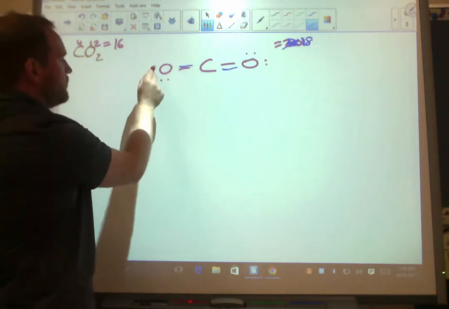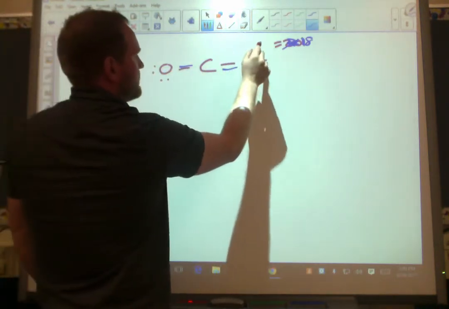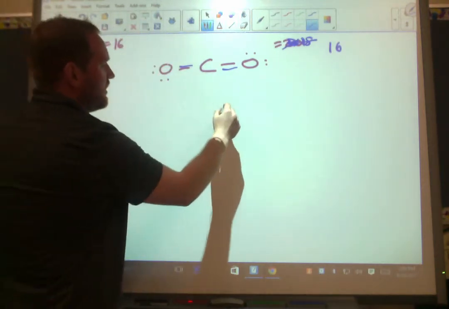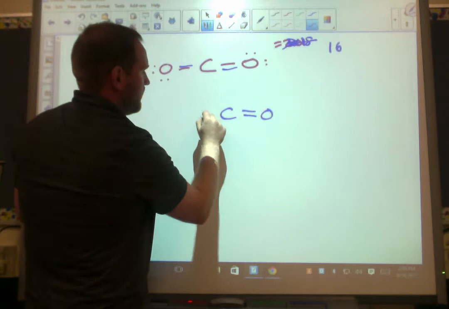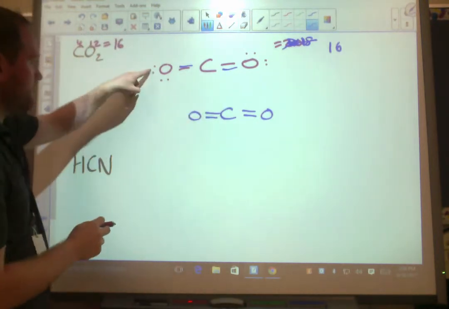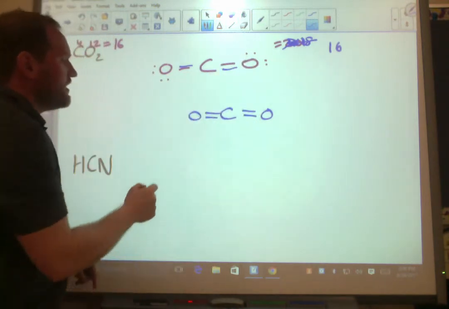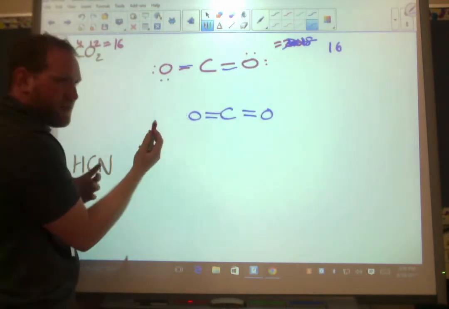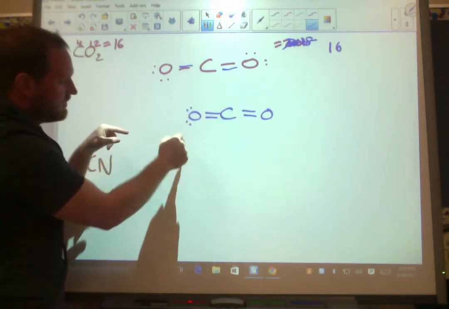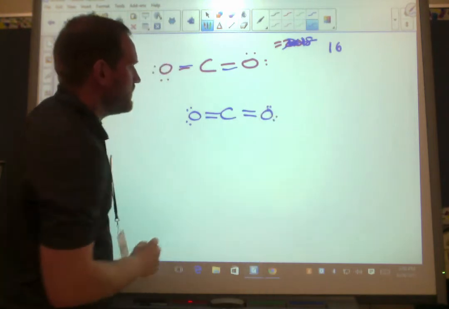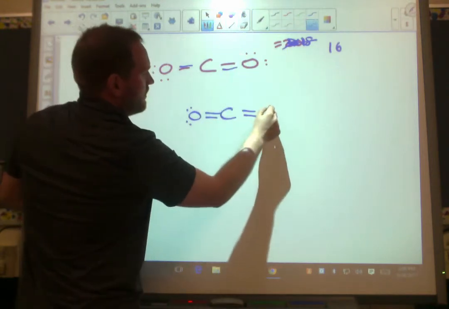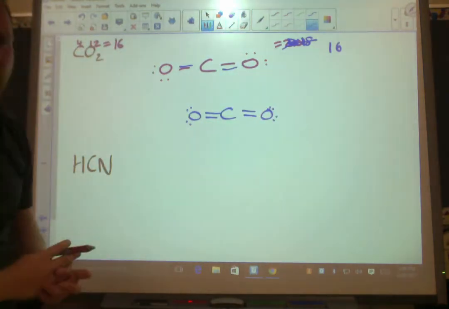Let's just check. 2, 4, 6, 8, 10, 12, 14, 16. Okay, if we want to rewrite it a little neater, we write the carbon in the middle, double bonded O, and now each of these O's has 2 lone pairs on it. 2 lone pairs, 2 lone pairs. And the best way to represent this is to kind of think in terms of repulsion. Those electrons are kind of angled on the sides like this. Okay, so that's kind of the best way to represent it. Okay, so that's the Lewis structure of CO2.